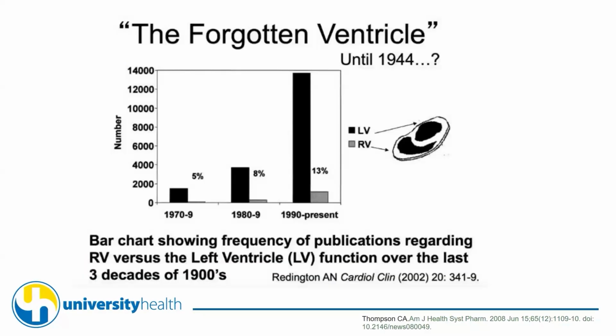also called the forgotten ventricle. These are the number of publications in the black bar that have been published over the left ventricle over the last 50 years or so. An enormous amount of publications versus the right ventricle in the gray bar. So not knowing what to do when the right ventricle doesn't work is kind of a problem all of medicine has. So left ventricle, I think anyone can treat, versus right ventricle, we're still trying to figure out.